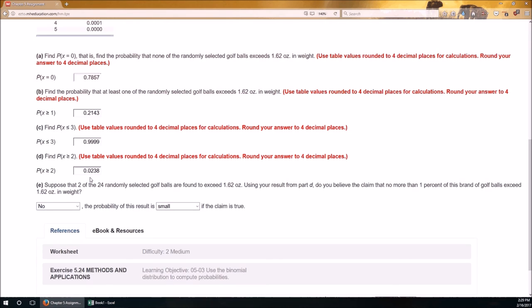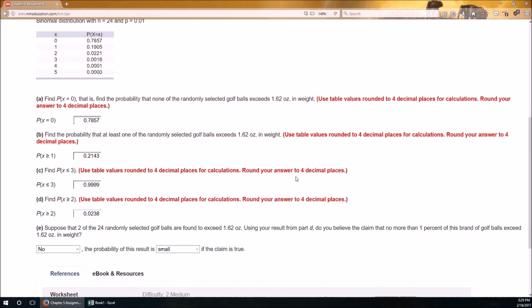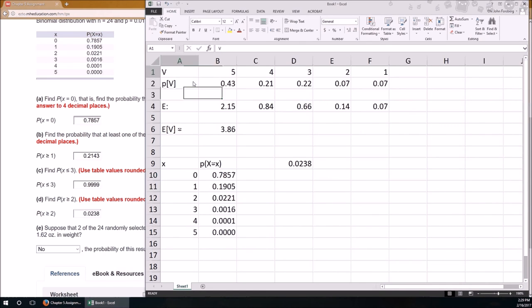And that's it. So here's what this video was about. First part was showing you how to calculate expected values of discrete random variables. The second was calculating binomial probabilities. That shows you how we got this table here in the Connect. And the third is just determining the best way of making these probability calculations.